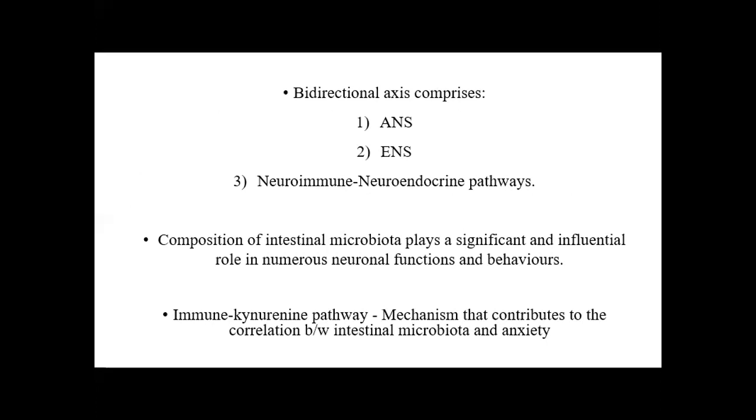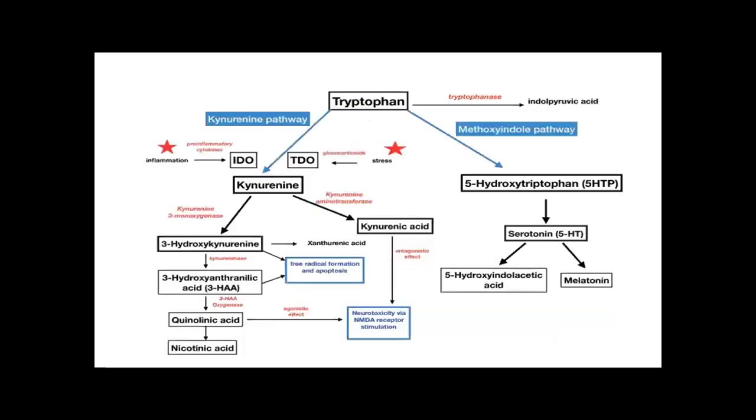It is a bidirectional axis which comprises the autonomic nervous system, enteric nervous system, and neuroimmune and neuroendocrine pathways. The composition of intestinal microbiota plays a significant and influential role in numerous neuronal functions and behavior. The immune kynurenine pathway is a mechanism that contributes to the correlation between intestinal microbiota and anxiety. This is a diagram depicting that.